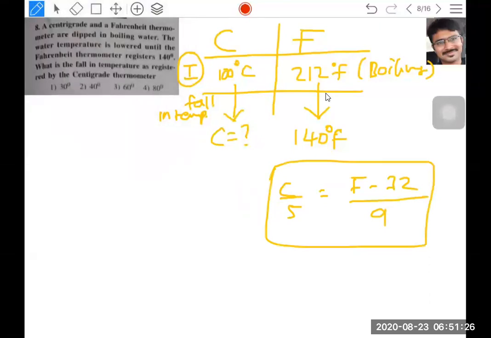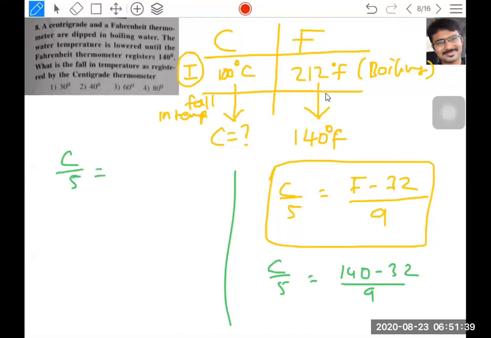Okay, fine. So what is the F value they have given? 140. So C/5 is equal to (140 minus 32)/9. From here, what should I write? C/5 is equal to 140 minus 32, sorry, what we have to write here? 140 minus 32 means 108. So here we got 108/9.